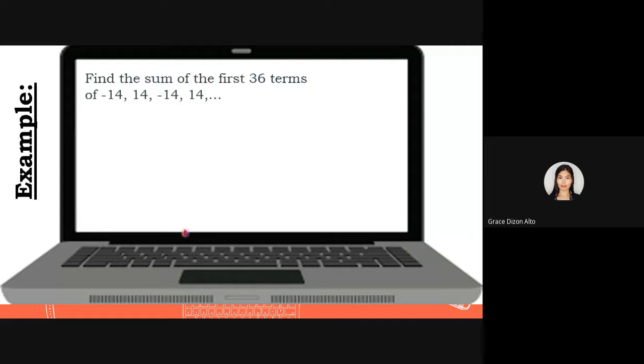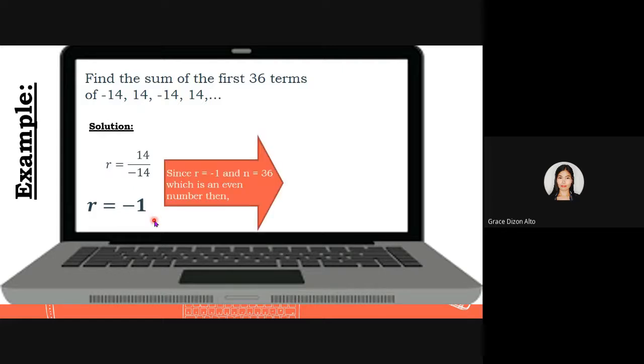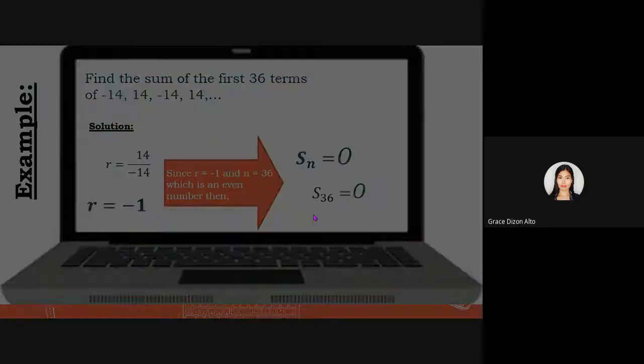So for example, we have to find the sum of the first 36 terms of negative 14, 14, negative 14, 14, and so on. So check for the common ratio, which should be negative 1. That's correct. So since that's negative 1 and the number of terms here is 36, which is an even number, then we will use the formula S sub n is equal to 0. Therefore, S sub 36 is equal to 0. I hope you got it all correct since this is a very easy type of condition.